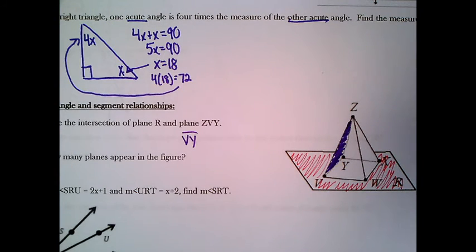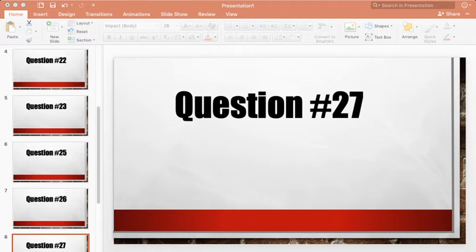That's where they intersect. 2 planes intersect at a line. In this case, we're just going to call it a segment because it's just a part of that rectangular pyramid. Okay, so that was it. That was 26. We're ready for 27.